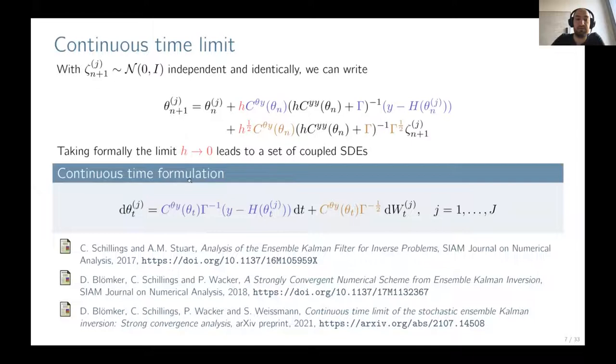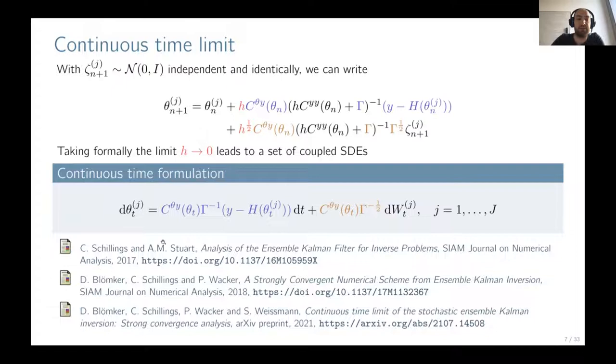So we have the drift term, which can be understood as an approximate preconditioned gradient direction, which you can see on the next slide in more detail. And then we have here the diffusion part, again scaled by this mixed covariance. Okay, so there is some work on it.